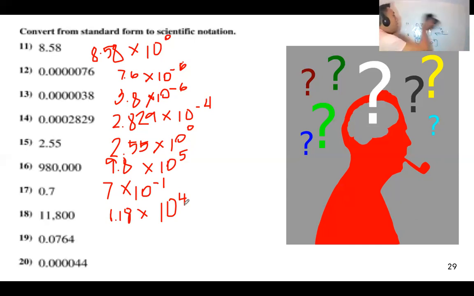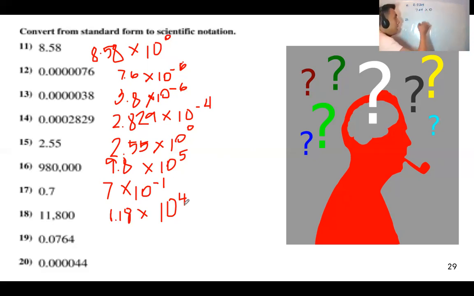Number 19. Before we proceed to our next topic, number 19 and number 20. Number 19, we have 0.0764. Find n. Our n is 7.64. 7.64 is in between 1 and 10. So this one is correct.